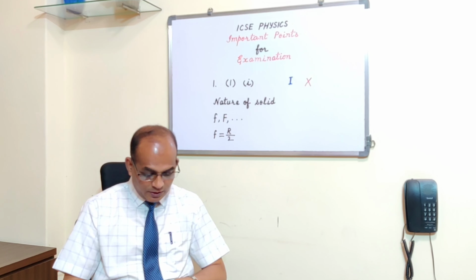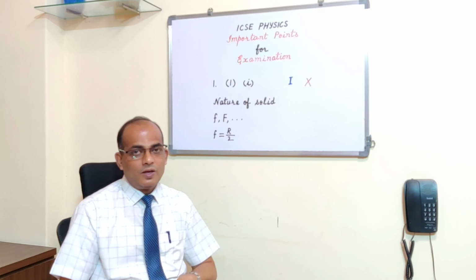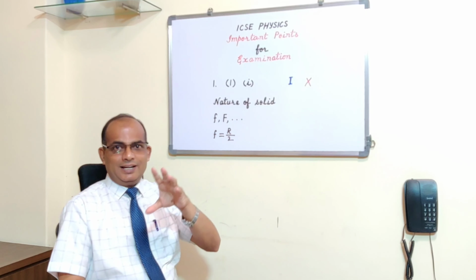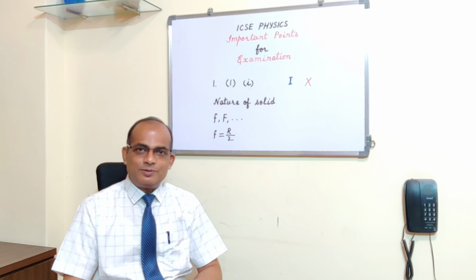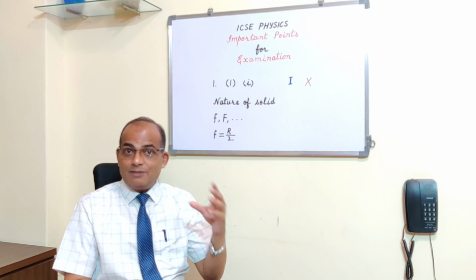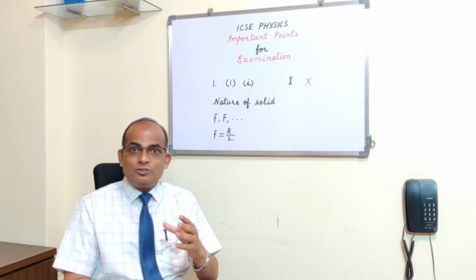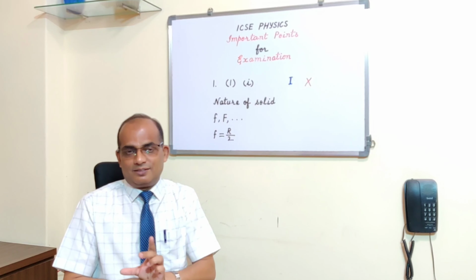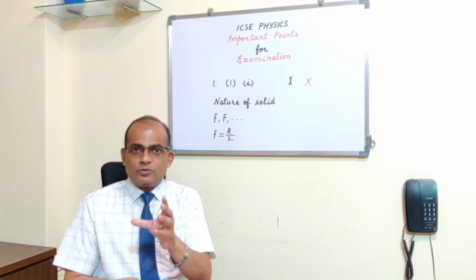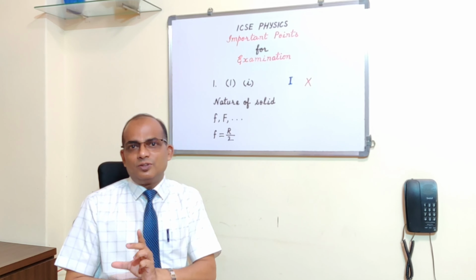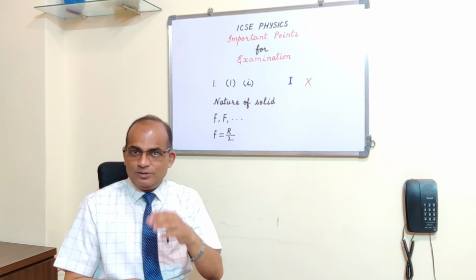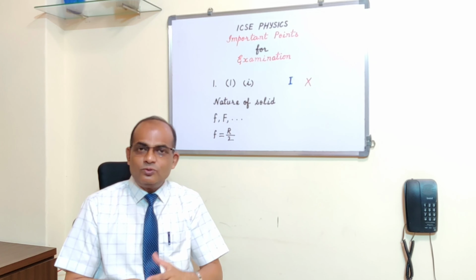Point number 9. Use standard symbols. You cannot use your own symbol. For example, in light chapter, capital F is used to represent the focus. So in place of capital F, you should not write down small f. You know why? Because small f is the focal length of the spherical mirror, suppose concave mirror. So small f is the focal length of the concave mirror and capital F is the point. So in place of capital F, you should not write a small f. So use standard symbols.